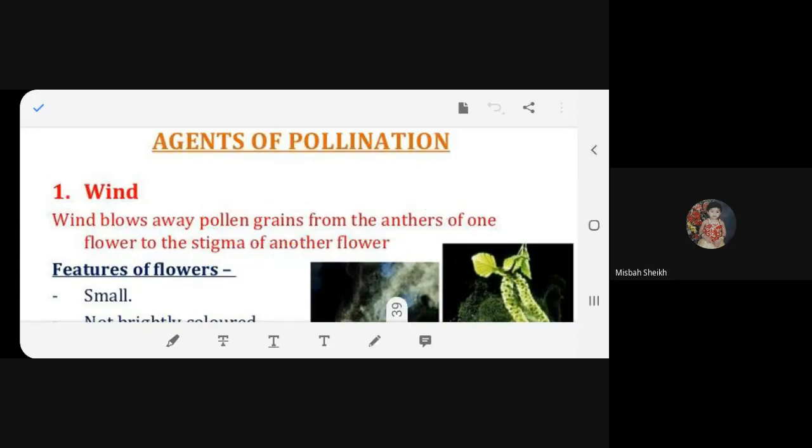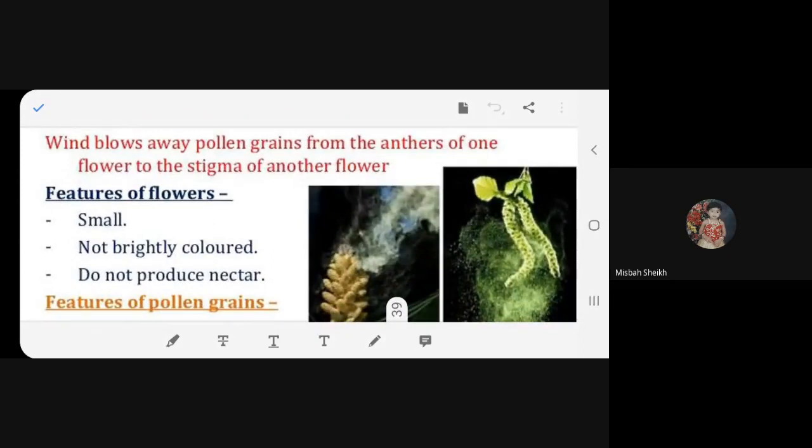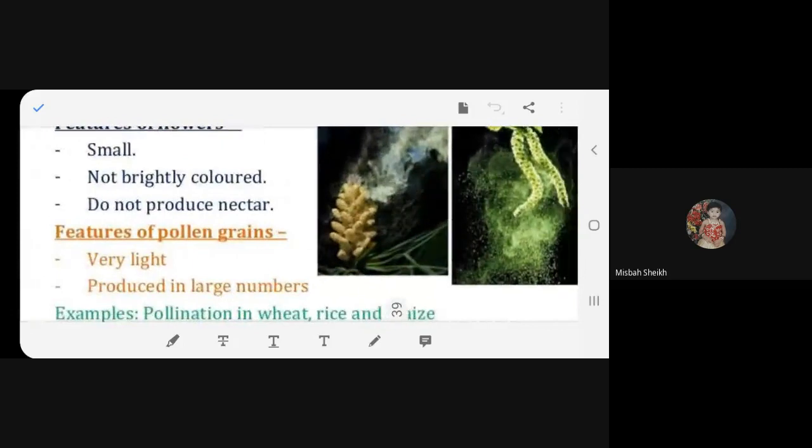Okay. How do these flowers look? These flowers are very small. They don't look so good. And they do not produce any juice, that is nectar. So bees and insects don't go to those flowers because they don't look good. They are not brightly colored, so insects don't go. And these pollen grains are very, very light, so they can be blown away by the wind. And obviously, we should know that they are produced in huge, large numbers. Hope you have understood.